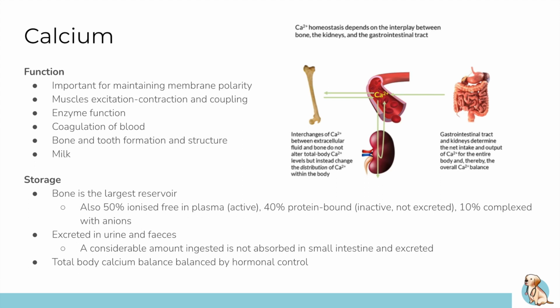If you think about it, that makes sense. It's where a lot of calcium is. So that is why when parathyroid hormone acts, one of its actions is to increase resorption of calcium from the bone. It's also excreted in urine and feces. So even though we get a lot of calcium in our diet, a large amount is just excreted. And the total body calcium is balanced by hormones.